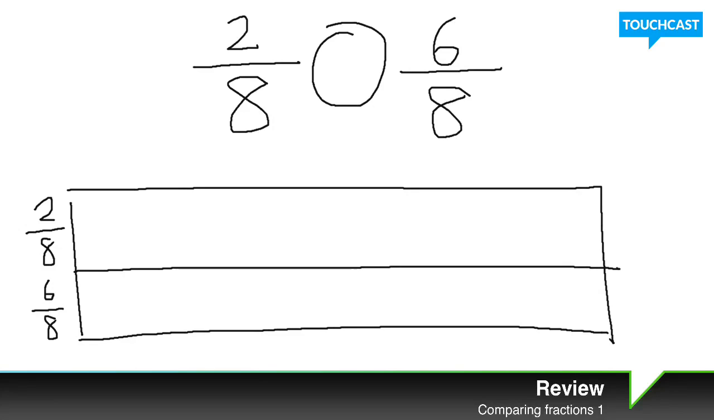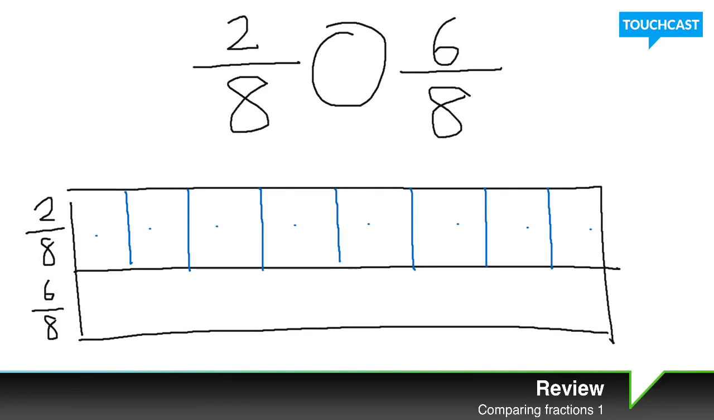All right, let's see if you were correct. So we have 2 out of 8 and 6 out of 8. This is pretty easy. 8 is an even number, so we can split it right down the middle. And now we split each half into fourths. But we're not done yet because we need eighths. So we can split each fourth in half to get eighths. Let me check if I have 8 equal parts: 1, 2, 3, 4, 5, 6, 7, 8.